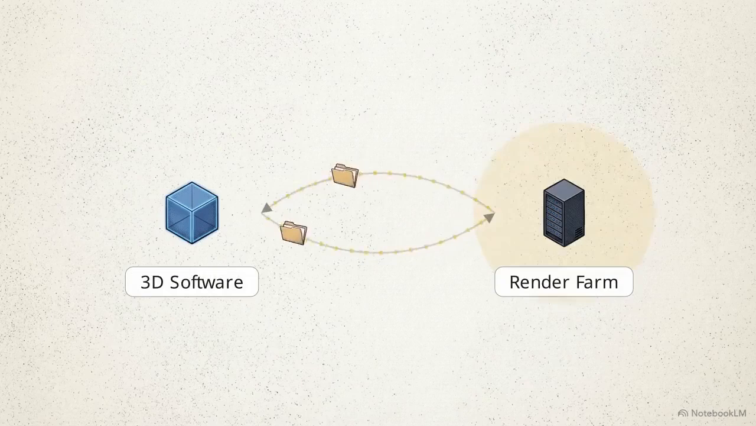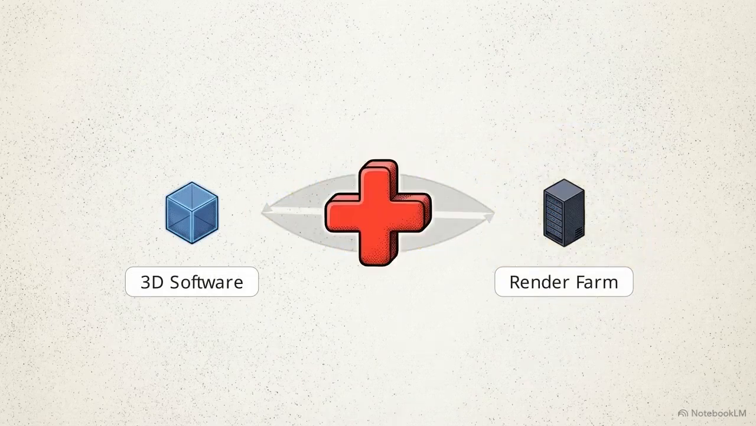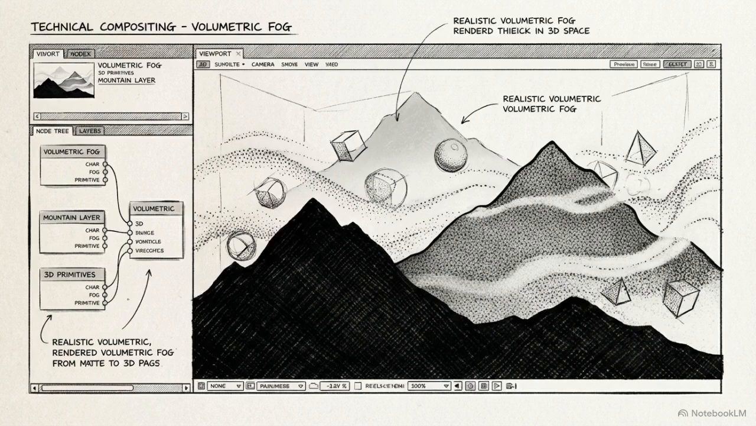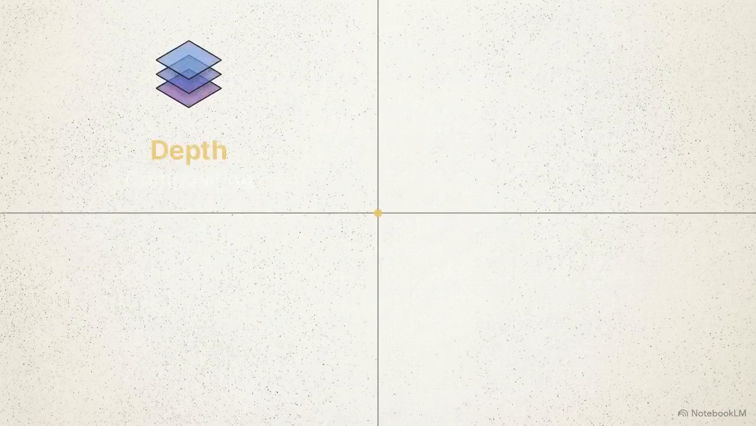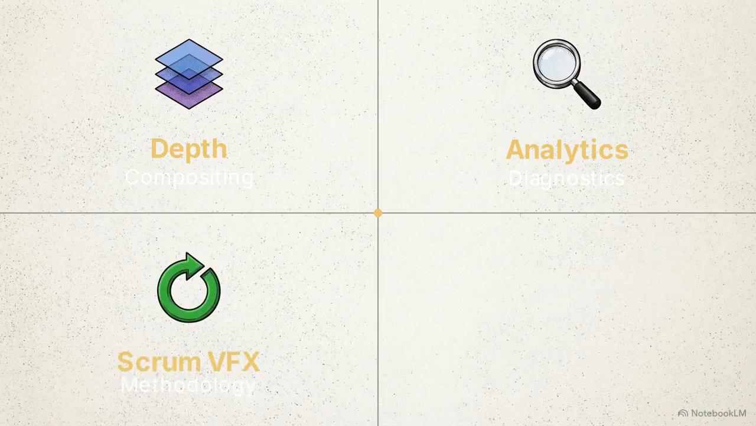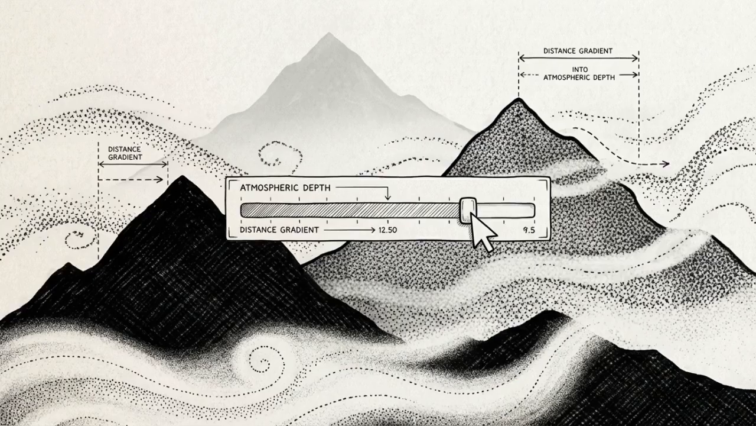Instead of repeatedly kicking shots back to the 3D software for expensive re-renders, you will learn to build your atmospheres entirely in post-production. To do this, we are going to combine 4 concepts: depth compositing, analytics diagnostics, the Scrum VFX methodology, and Sustainable VFX practices. By the end of this workflow, you will have complete control over your scene's environment.